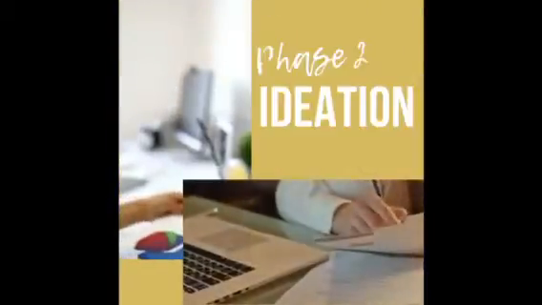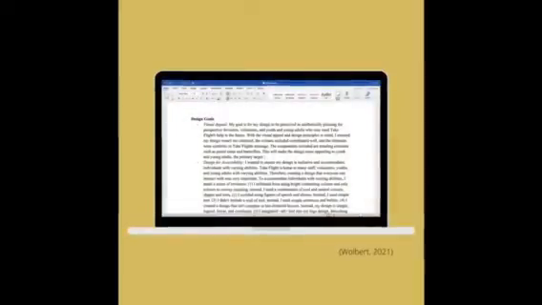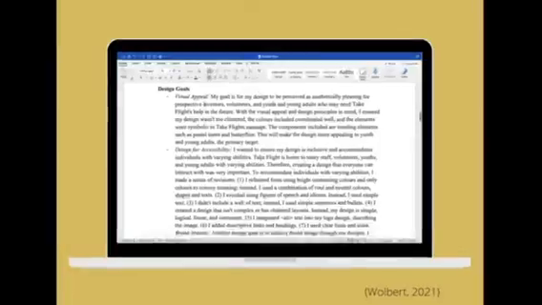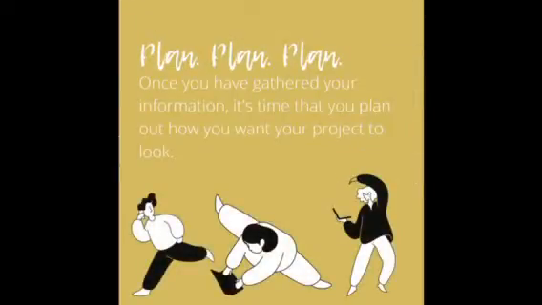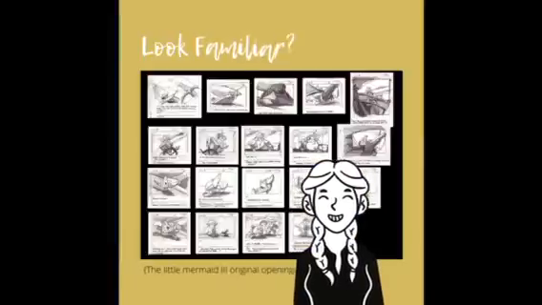Phase 2. Once you're confident with your research, the next step is planning. It's of high importance that clear design goals are formulated. For example, who your audience is, accessibility considerations, the purpose of creation. Then it's time to plan out how you want your project to turn out based on those goals. Does this look familiar? I bet it does.